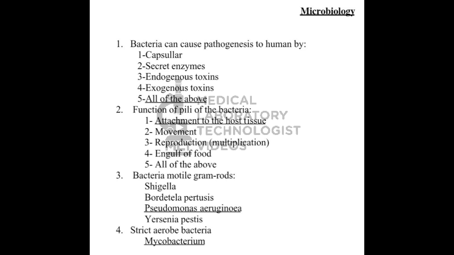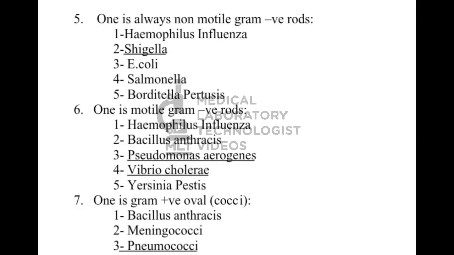Next question is strict aerobe bacteria. If someone asks you to give an example of a strict aerobe bacterium, then you can give the example Mycobacterium. Next question is which one is always a non-motile gram negative rod.